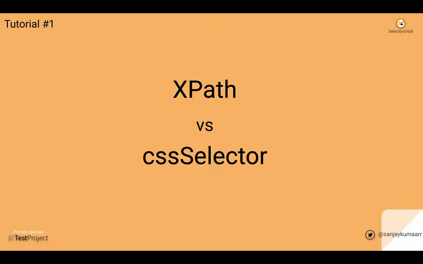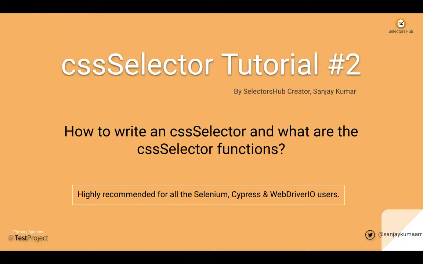XPath doesn't support shadow DOM, CSS selector supports shadow DOM. All those things we will learn in coming lectures. So these are some of the key differences between XPath and CSS selector. But if you can easily get a CSS selector, always prefer CSS selector over XPath. In the next lecture we will learn different functions about XPath and how to write it, and about CSS selectors and how to write them.